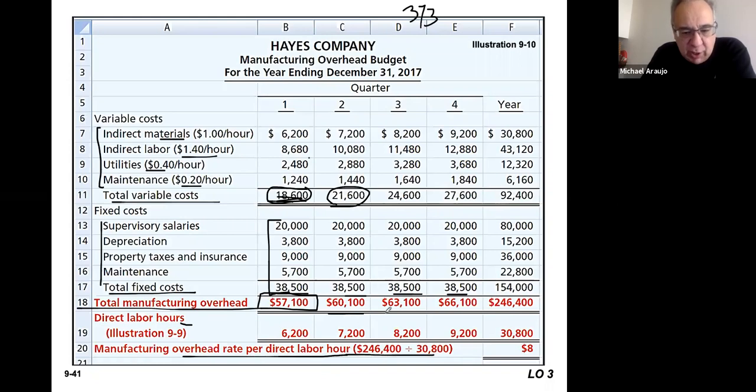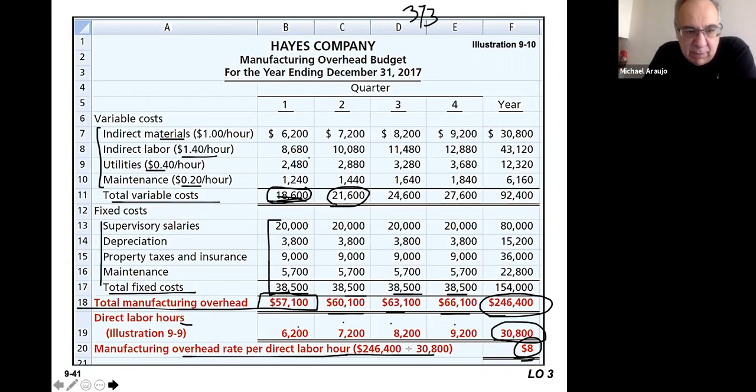If you notice, when you do this across the board for each of the quarters, you'll get a total of $246,400 of manufacturing overhead. If you add up all the hours for all 4 quarters, you'll get 30,800 hours. So that means the overhead per hour of direct labor is $8. So this you're going to need to know, and this will float into another budget eventually. They all float together.